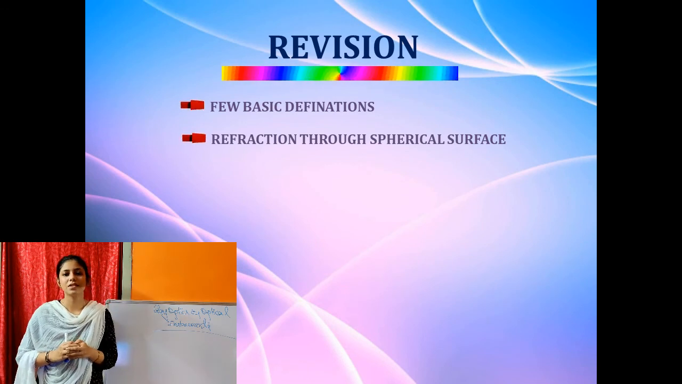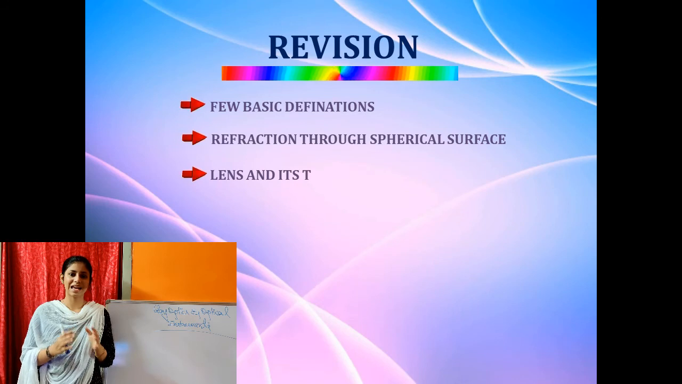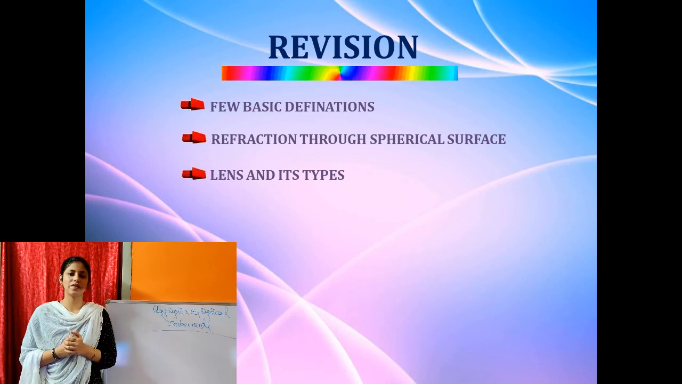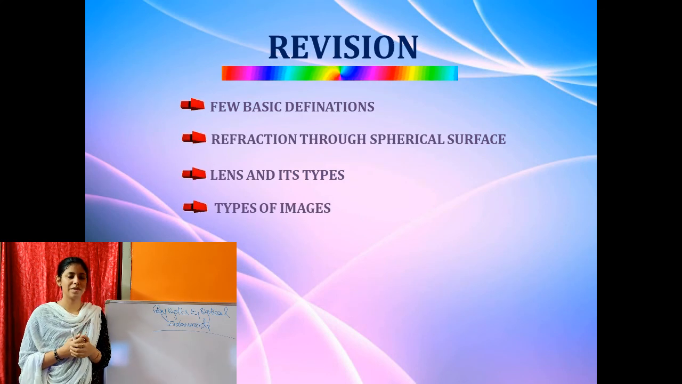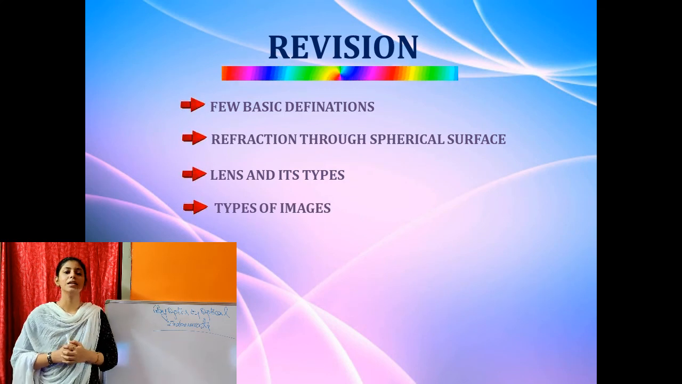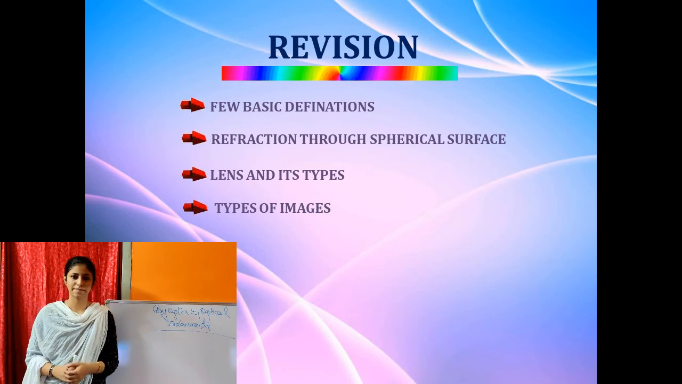Then we have discussed lenses and their types. There are two major types of lenses, concave and convex. Then we can have plano-convex lens, plano-concave lens, etc. Then we also discussed the types of images, real and virtual images.